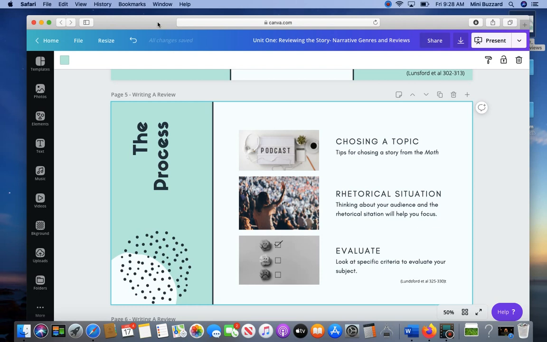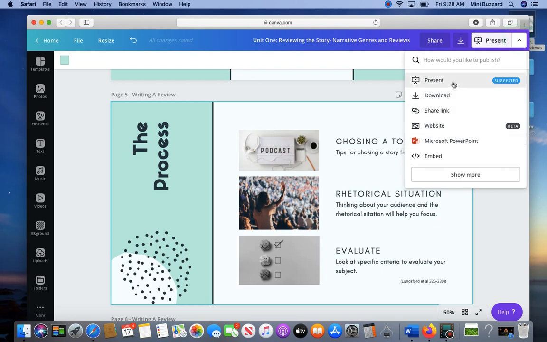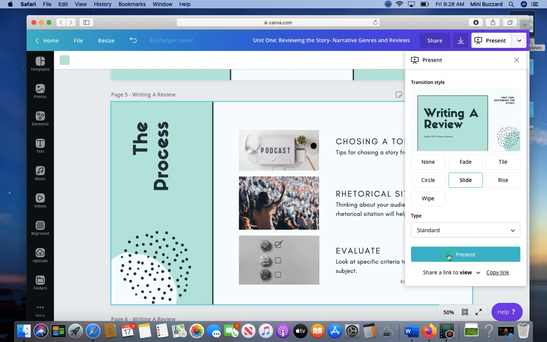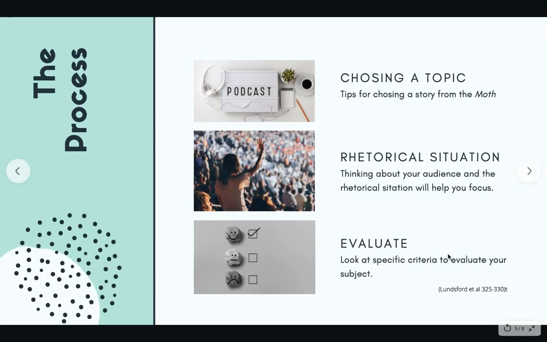So my tip is to take your time. Take your time when you're looking for that story, and really make sure that you're choosing a story that you want to write 3 or 4 pages about, and really spend time analyzing and evaluating. And the next part in the process of writing a review is to really examine that audience and purpose and your rhetorical situation.